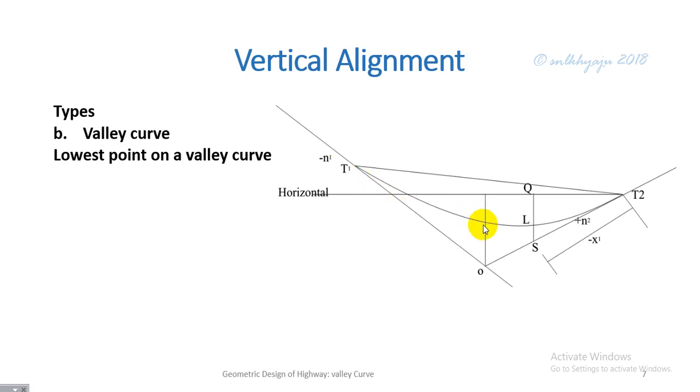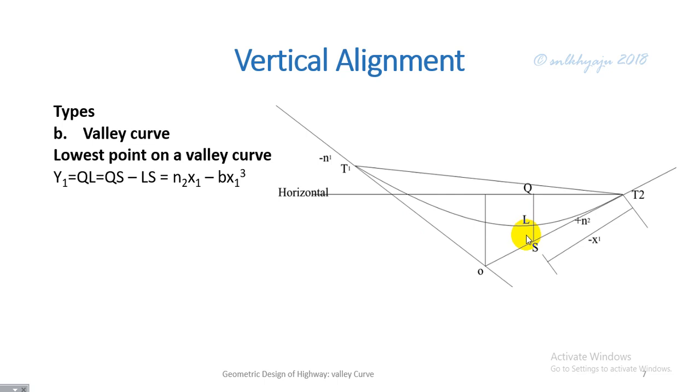Then the second criterion for the lowest point is when the curve is asymmetrical, that is, n1 is not equal to n2. This is a typical example of an asymmetrical curve where n2 is flatter than n1. In this case, the lowest point lies along the side of the flatter slope, that is n2.